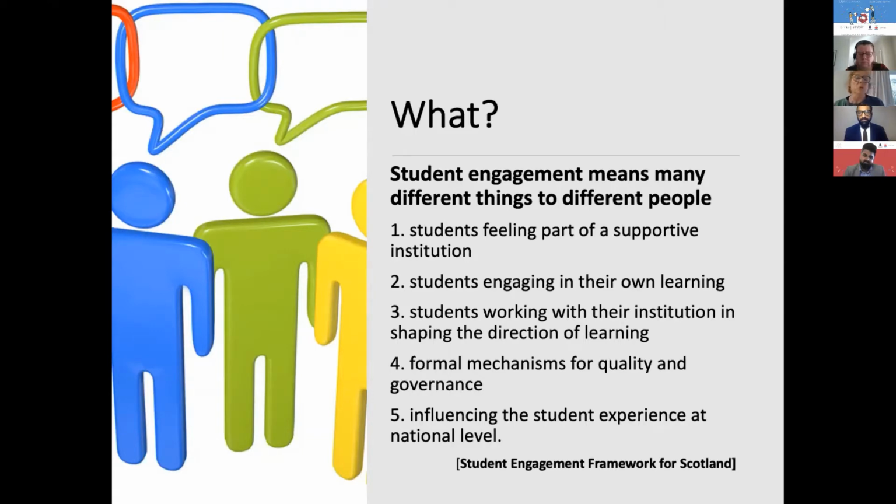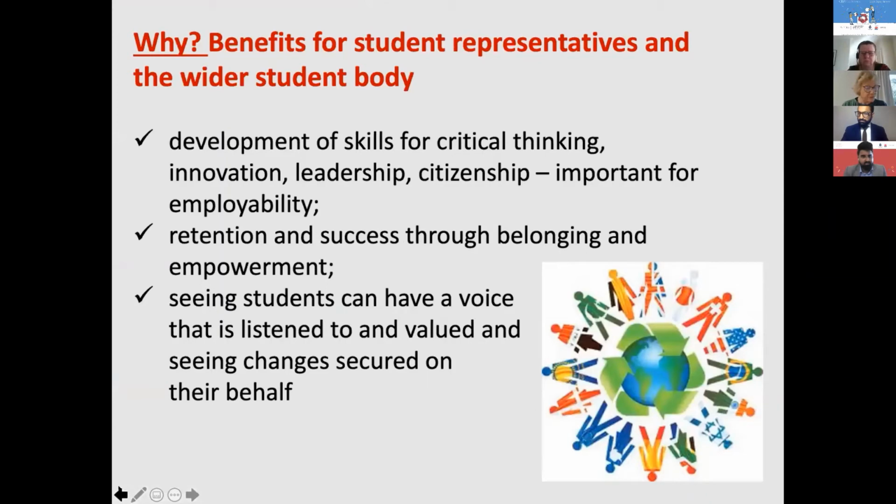So what I like to talk about in terms of student engagement in university decision making or institutional decision making and governance is starting by the what, why, and how. What is difficult because student engagement means many different things to different people. It means students feeling part of a supportive institution, students engaging in their own learning, which is obviously hugely important, students working with their institution and shaping the direction of learning. These are the sort of things that I'm talking about: working together with their institutions in all matters like curriculum development, course delivery, etc.